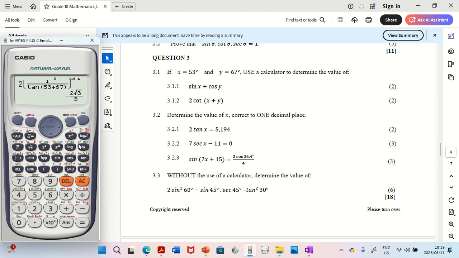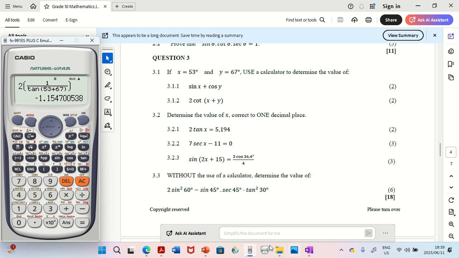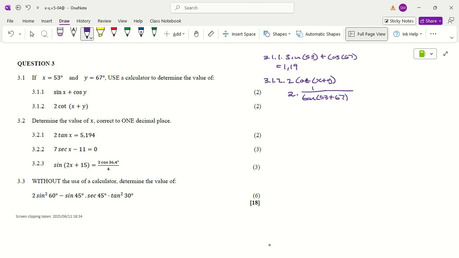And then now it's 2 root 3 over 3, and if we change that to a decimal by pressing SD, it's going to be negative 1,15. So that's negative 1,15. So our answer is negative 1,15. So very simple there. And then we go to 3.2.